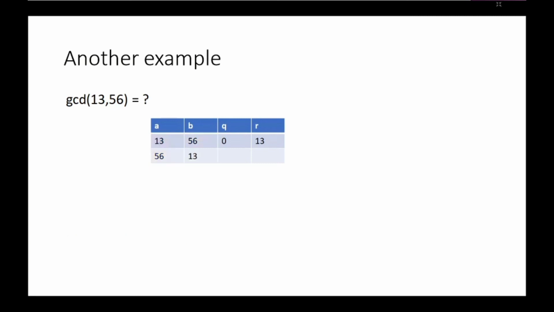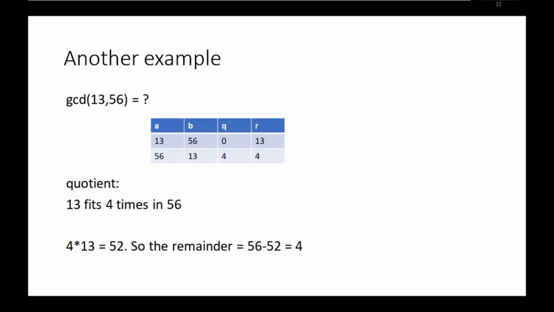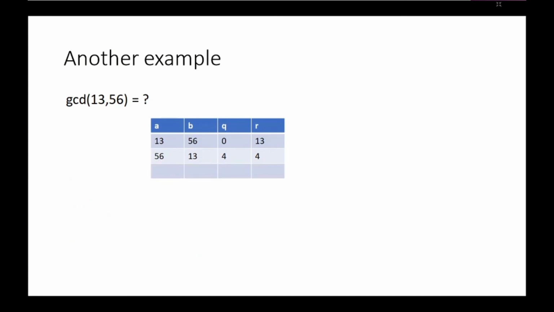So let's continue with our calculation. How many times does 13 fit into 56? Well, that's 4 times, so we get a quotient of 4. Now if we do 4 times 13, we'll get 52. So the remainder is the difference between 56 and 52, which also equals 4. We could also have calculated the remainder using 56 mod 13, which also gives us 4. So let's add another row, and we're taking the B and R from this row to the next row.